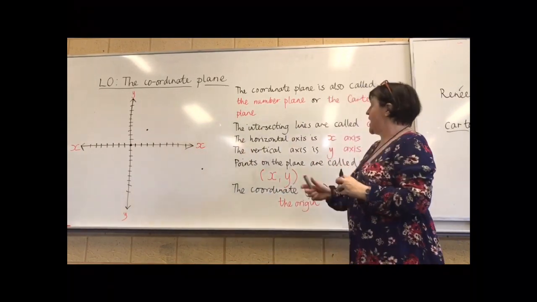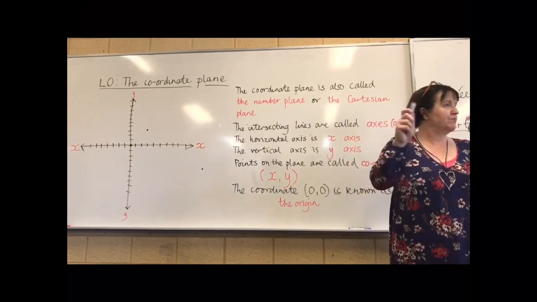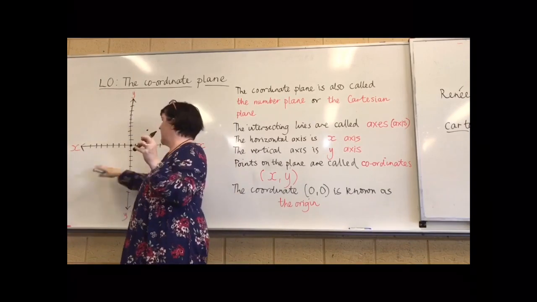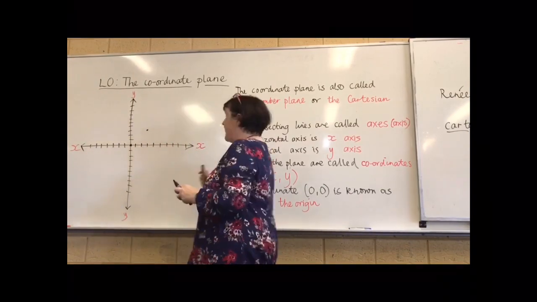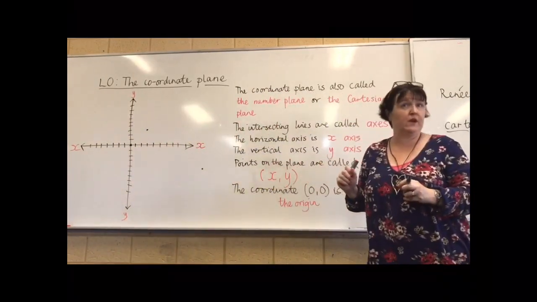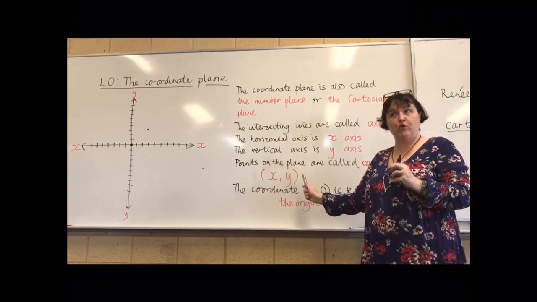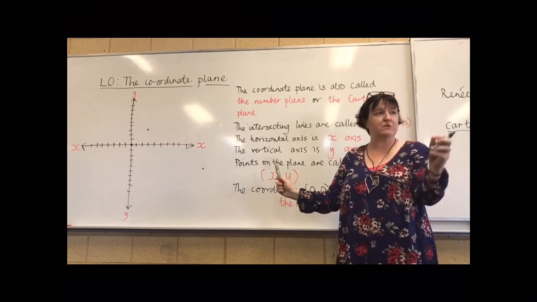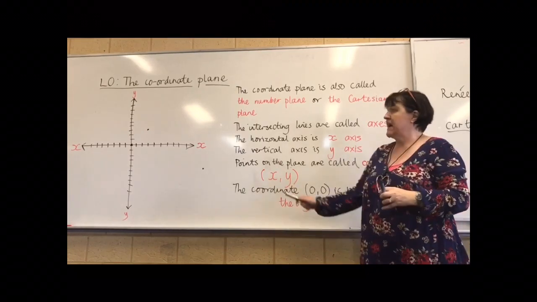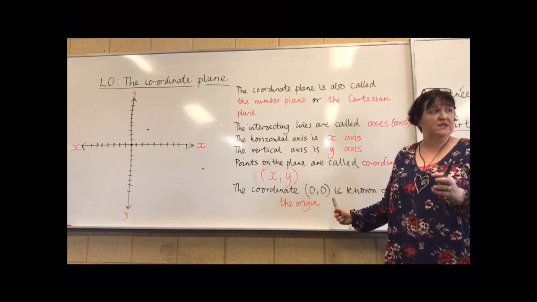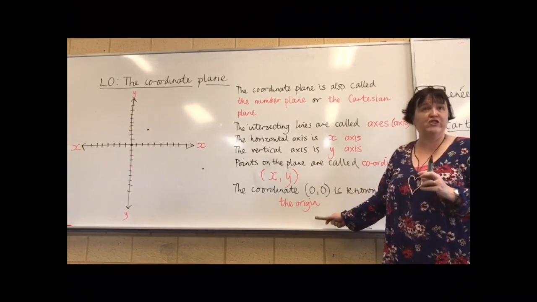Okay, so points on the plane, you can plot them anywhere. You could have a point here, here, or here, anywhere. They're called coordinates, okay? And the X coordinate always comes before the Y coordinate. We talked about various ways that you could remember that. And the coordinate in the centre, coordinate 0, 0, is called the origin.